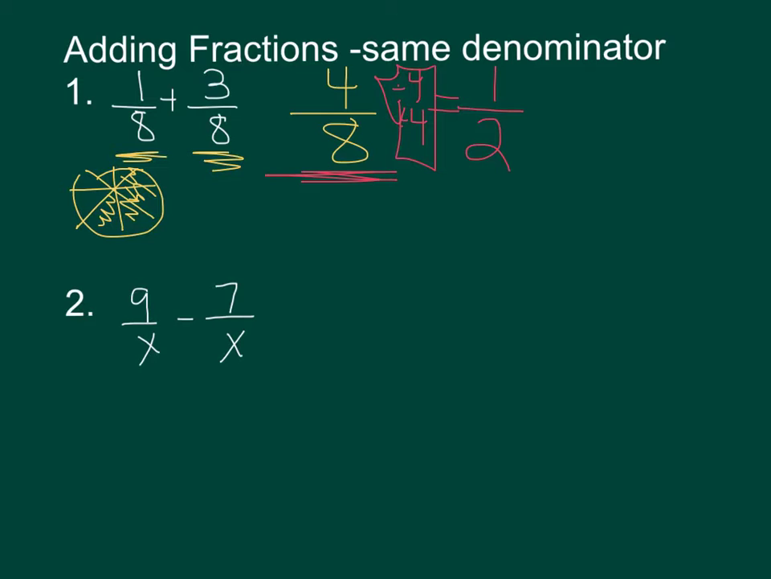Great, let's move on. Number 2, I can see that I have the same denominators on both the top and the bottom. So x and x, so that stays the same as x, and 9 minus 7 is just 2. So this answer would be 2/x. Pause the movie and copy number 2 into your notes.